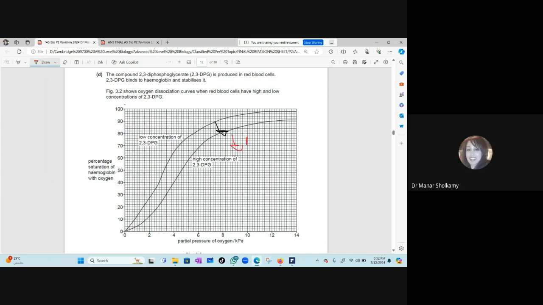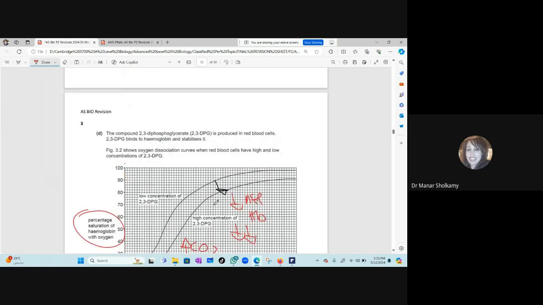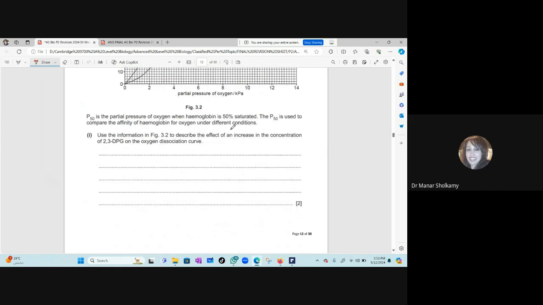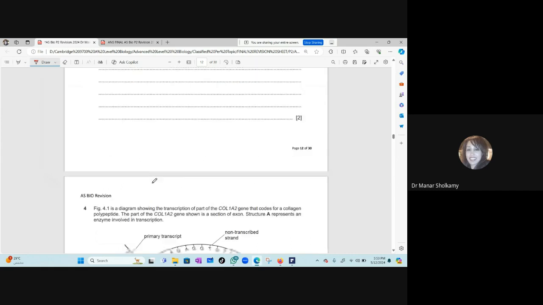Okay, there's a decrease in the affinity of hemoglobin. What does a decrease in the affinity of hemoglobin mean? The hemoglobin will not want to bind to oxygen and will want to bond to carbon dioxide more. Perfect. The percentage saturation of hemoglobin with oxygen, which is how well the hemoglobin binds with oxygen, will decrease. Good. And you just said that this happens when there is more CO2. Perfect. And the opposite happens when the curve moves up: increased affinity, more saturation, and so on. So here we already described the effect of an increase in the concentration on the oxygen dissociation curve.